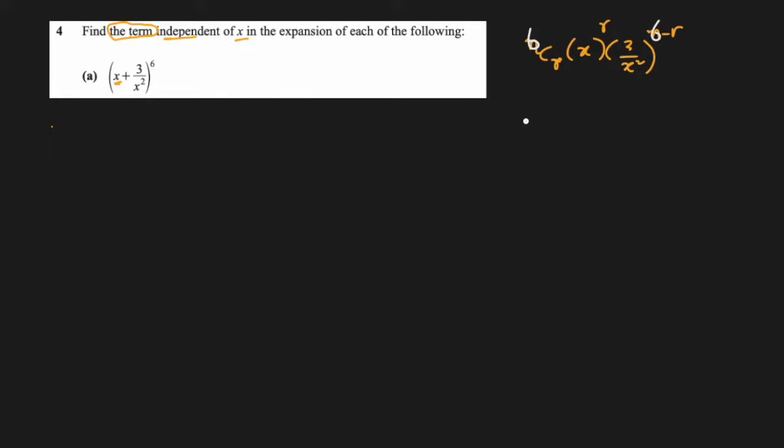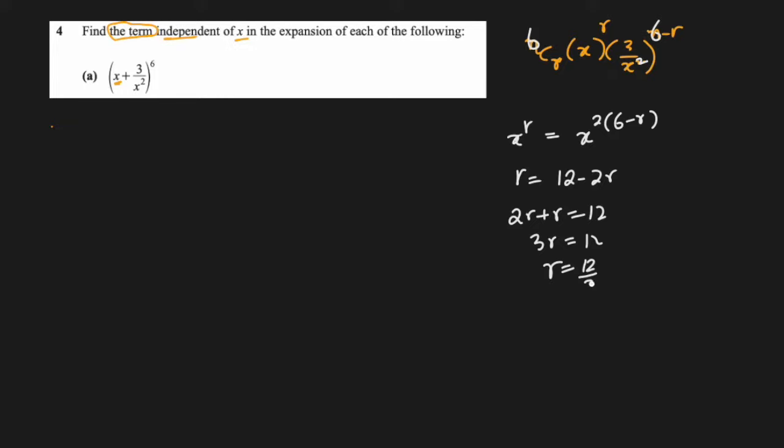I'll write x to the power r has to be equal to x square to the power 6 minus r. This square will multiply with this 6 minus r and cancel out this. That's why they must be same. That means r has to be same as 12 minus 2r. So 2r goes here, it becomes 2r plus r equal to 12, 3r equal to 12. So r is 12 divided by 3, 4.